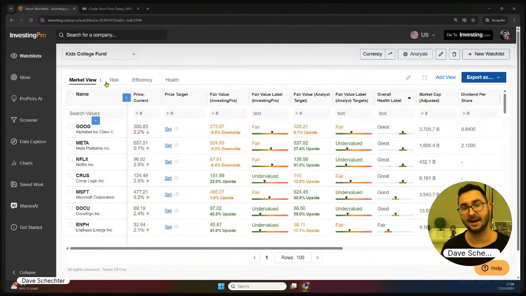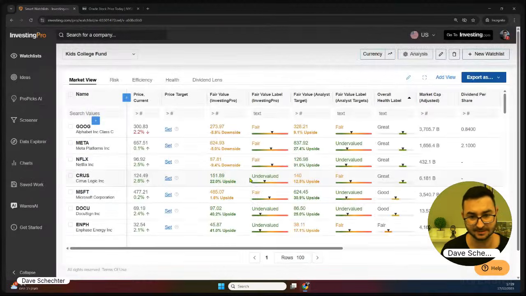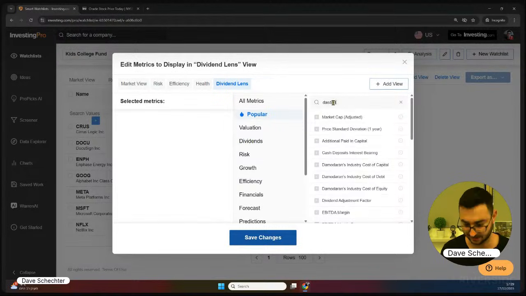But let's say that I am a dividend investor and I want to create a view that showcases dividend related metrics and reflects that onto any one of my portfolios. So the way that I would do that is I would click on add view. I'm going to go ahead and call it dividend lens. I'm going to create. I'm going to select it from the list over here. And if I know the metrics that I'm looking for, I can, of course, just type it in here.